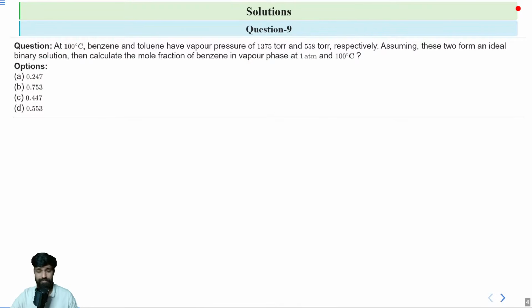So here is your first question. What is the question saying to you? It is telling you that at 100 degrees Celsius, benzene and toluene have vapor pressures of 1375 torr and 558 torr respectively. Now, assuming these two form an ideal binary solution, you have to calculate the mole fraction of benzene in the vapor phase at 1 atm and 100 degrees Celsius. Okay, so it's a very simple one. You have to simply use your relative lowering here. Got it?